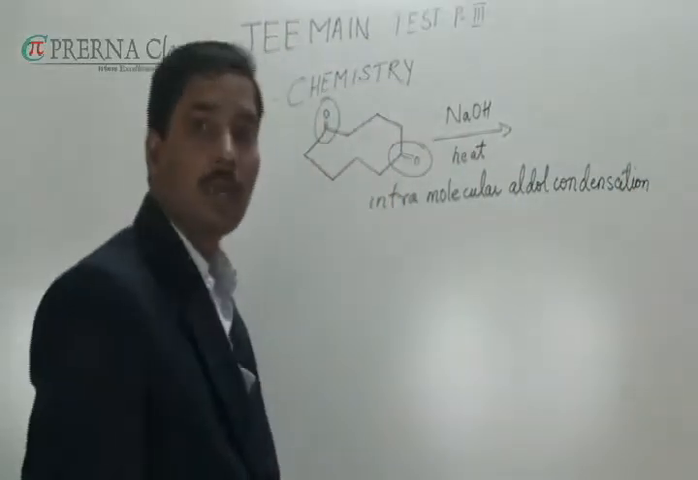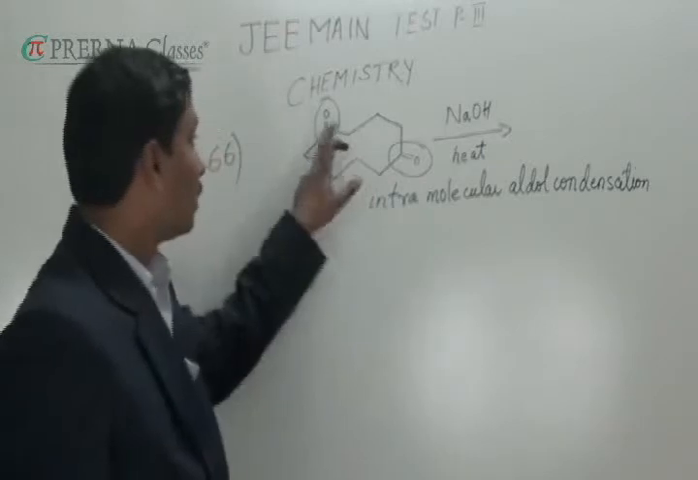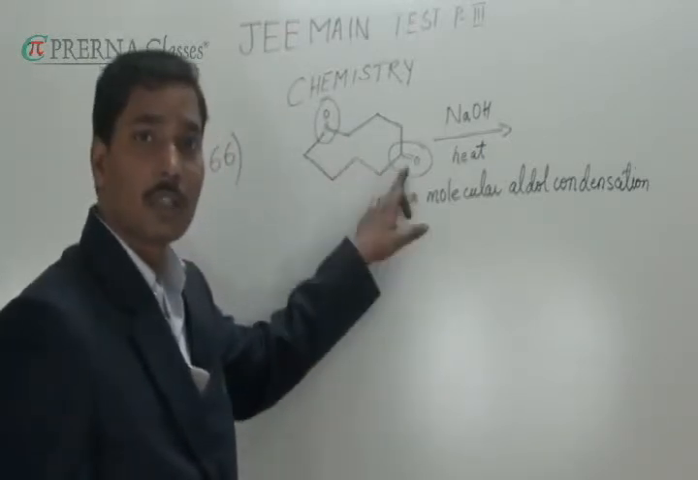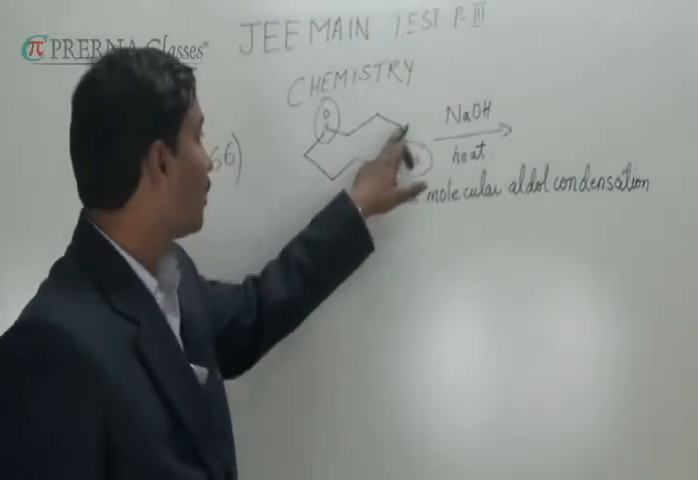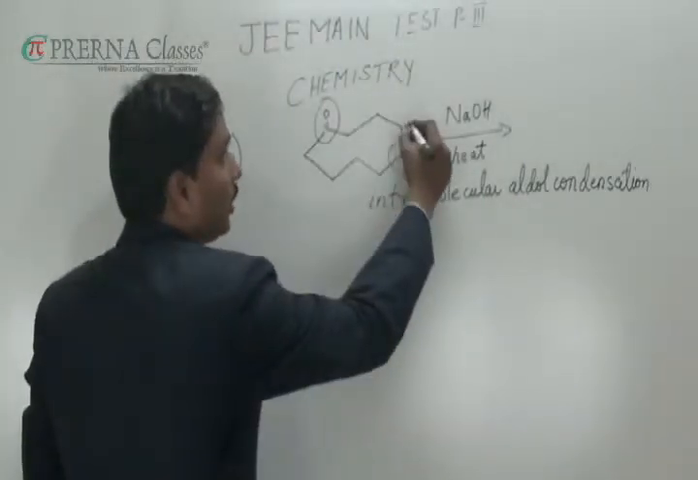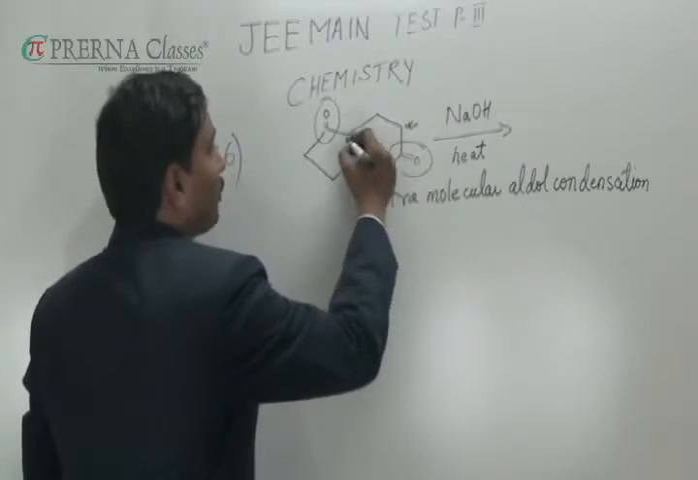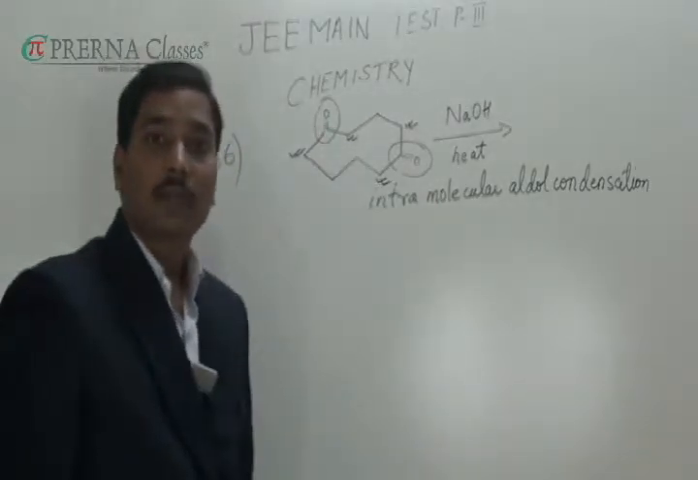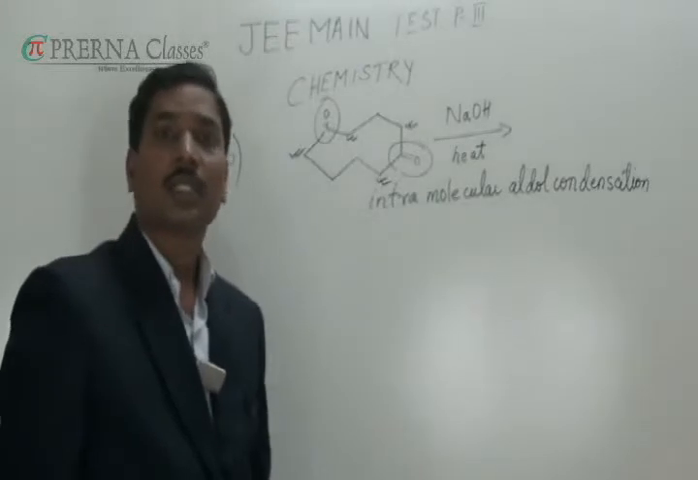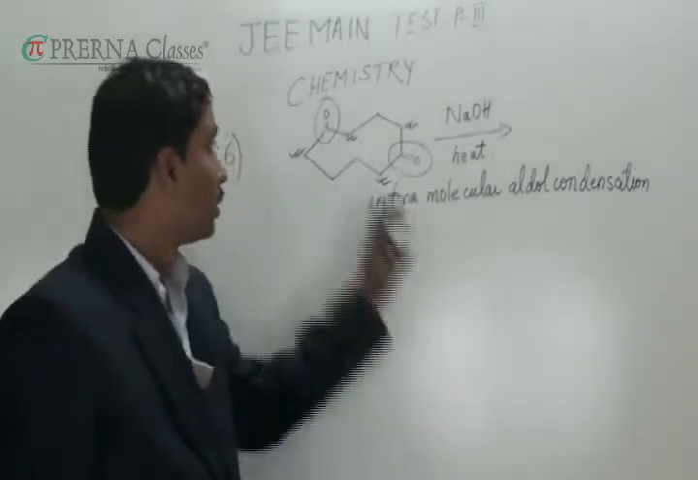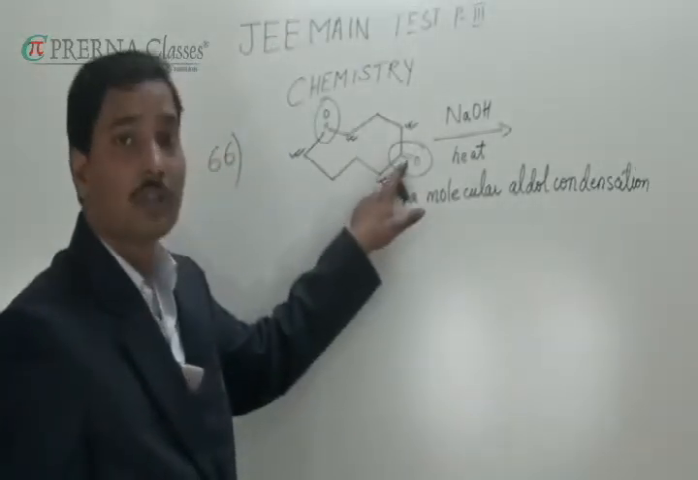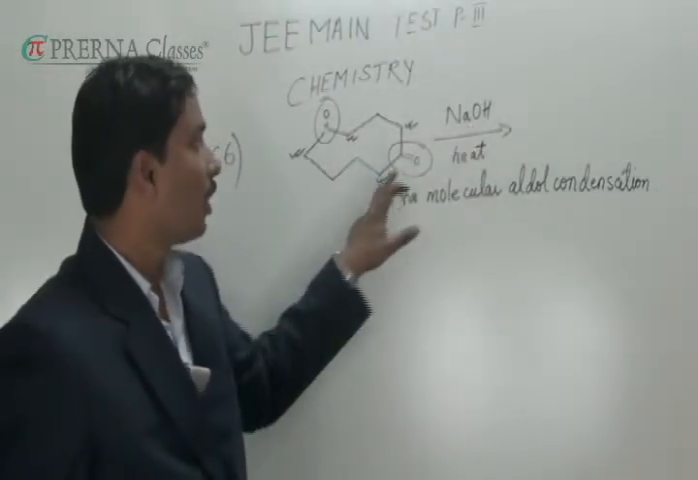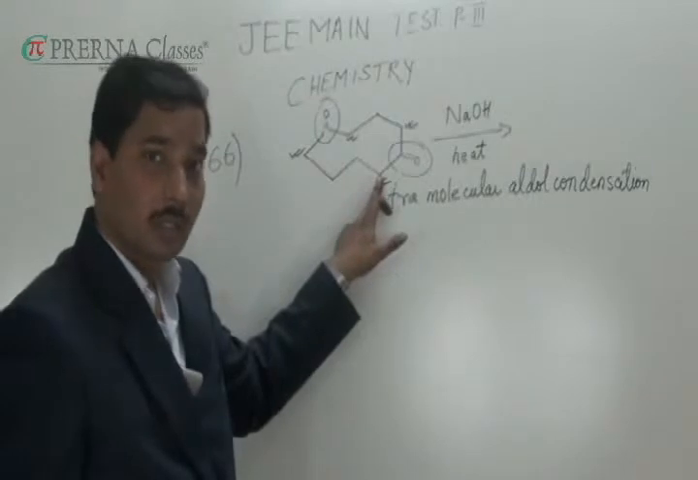It will go intramolecular aldol condensation. These two keto groups both are electron withdrawing groups. So these hydrogens, that means these are the alpha hydrogens which are present. They are active hydrogens, and also we can say they are acidic hydrogens due to the presence of these two electron withdrawing groups. Now in presence of NaOH, one of the hydrogens will be removed.